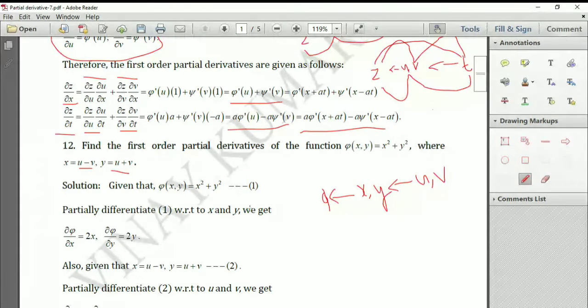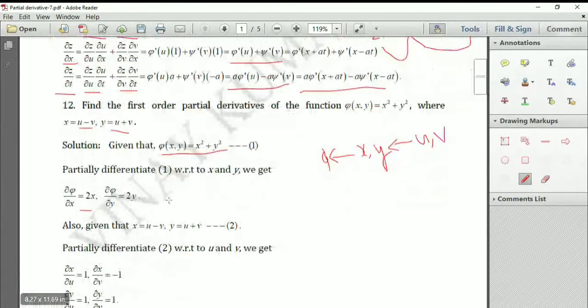For that, let us find out what is the derivative of phi with respect to x. When you are differentiating with respect to x, your y should be treated as constant. So dou phi by dou x equal to derivative of x square, which is 2x. Similarly, dou phi by dou y is equal to derivative of y square, which is 2y, because derivative of x square is 0 when you are finding the rate of change with respect to y.